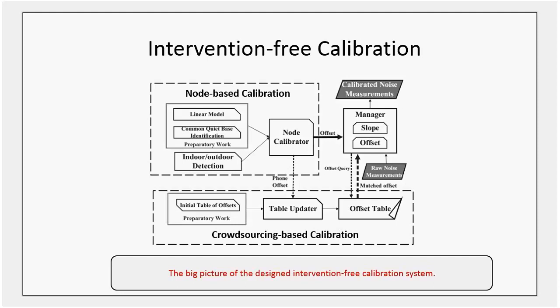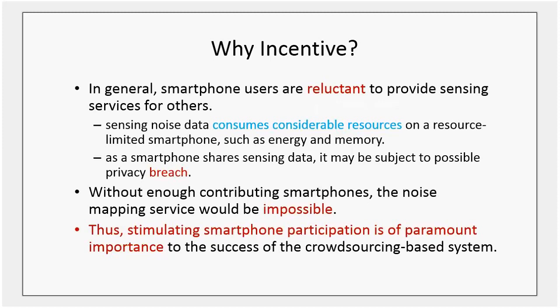Next, we talk about how we provide incentive. In general, smartphone users are reluctant to provide sensing data to the system. The main reasons are the following. First, sensing noise data consumes resources, for example, computing resources and energy. And second, by providing data, there is a risk of privacy breach. So it is really important to provide enough incentive to the smartphone users in order to get a large number of smartphone users to share their noise measurements.